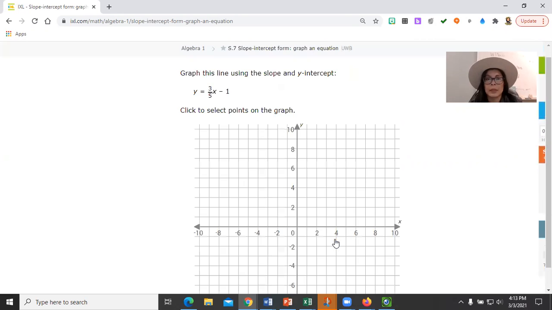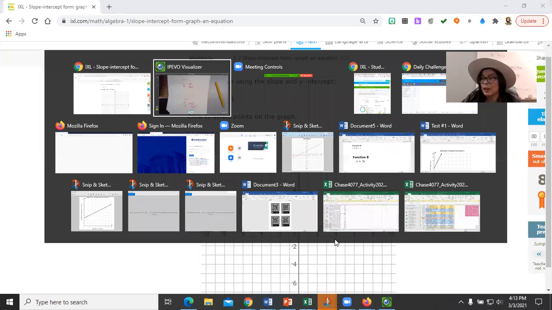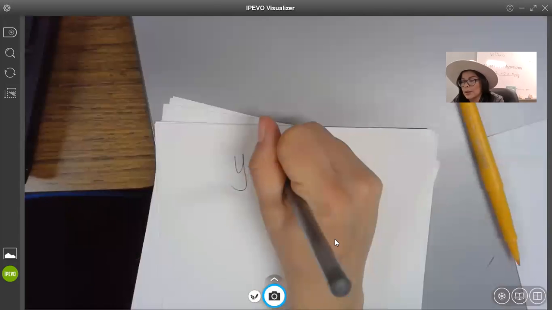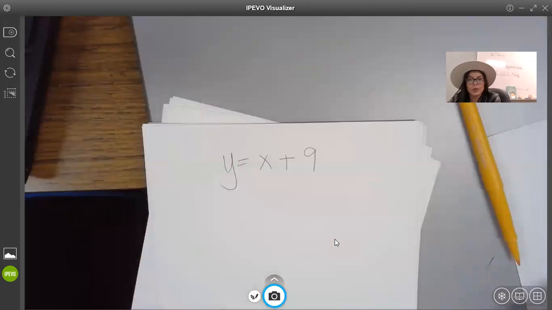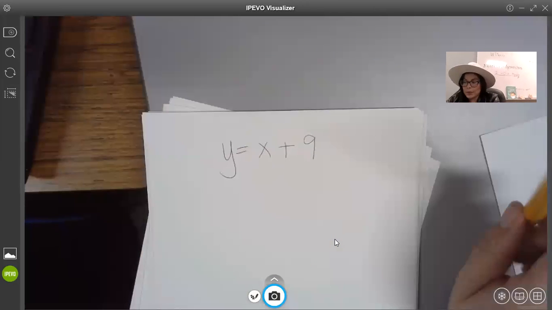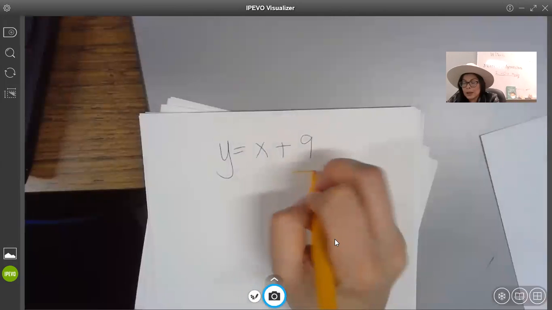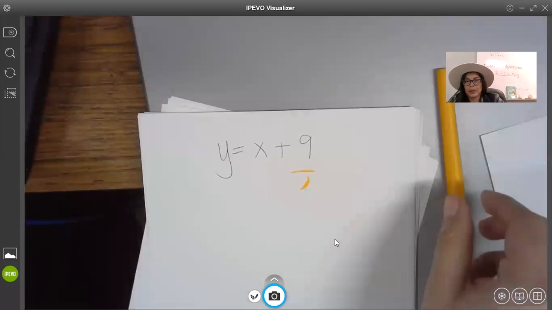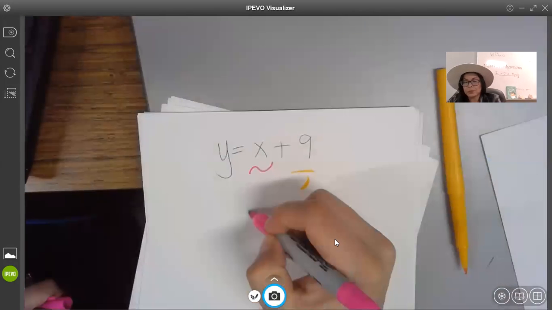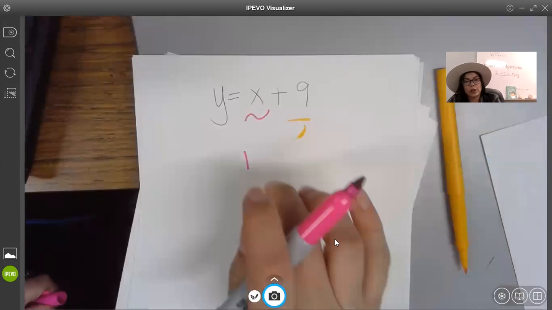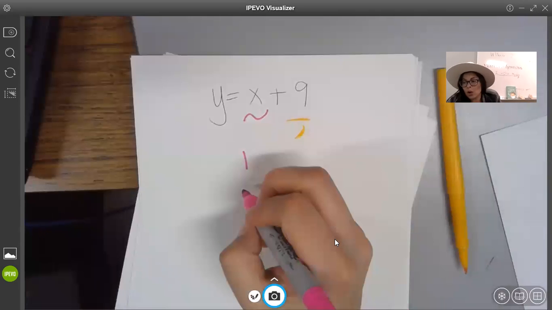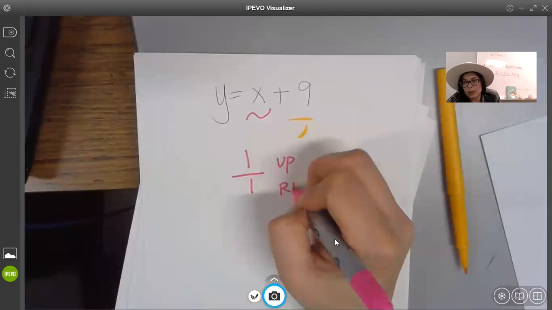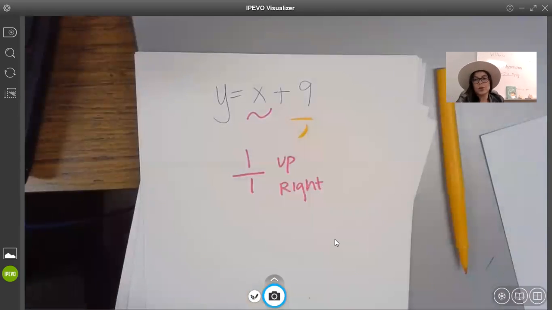Now, let's say that you have an equation and it's like this. What do you do first? The y-intercept. What's the y-intercept? A 9, because it doesn't have x or y. What's the slope though? The slope is 1. But I need to write 1 as a fraction. How do I write 1 as a fraction? Over 1. So it's positive. You go up 1 and 1 to the right. That's how you're supposed to do that.